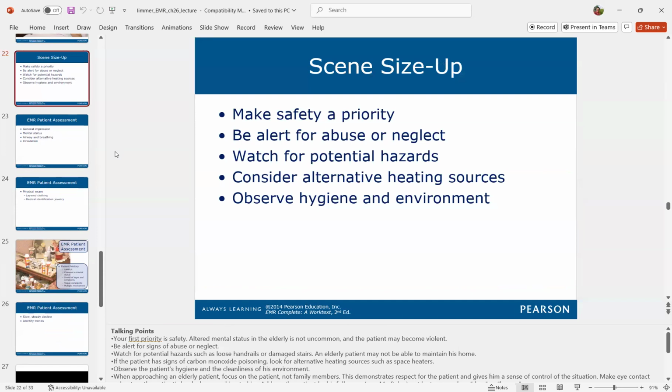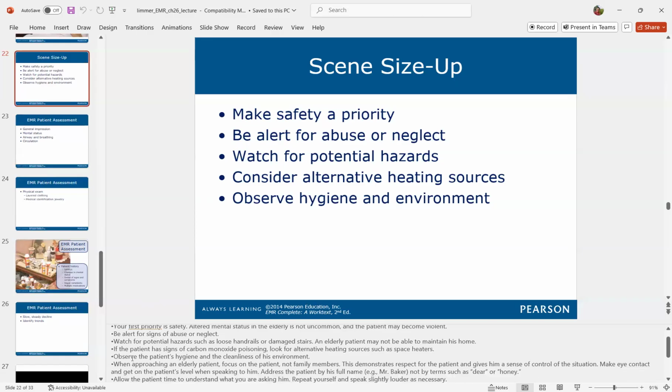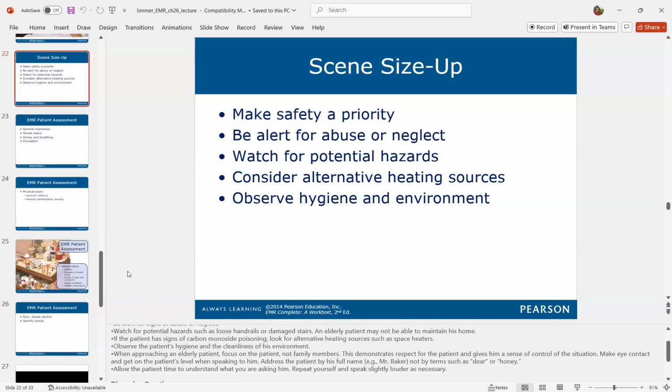We can do our scene size up. Our first priority, again, safety, as always. Altered mental status in the elderly is not uncommon, and patients can become violent. Be alert for signs of abuse or neglect. Watch for potential hazards like loose handrails, damaged stairs. An elderly patient may not be able to maintain their home. If the patient has signs of carbon monoxide poisoning, look for alternative heating sources like space heaters that they might be using to save money. Observe the patient's hygiene and the cleanliness of their environment.